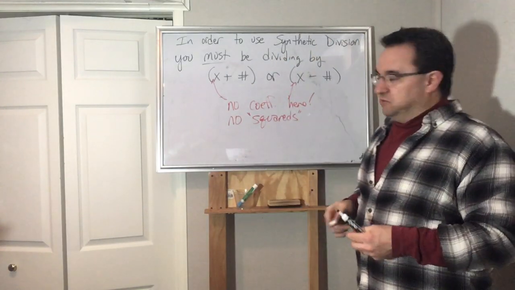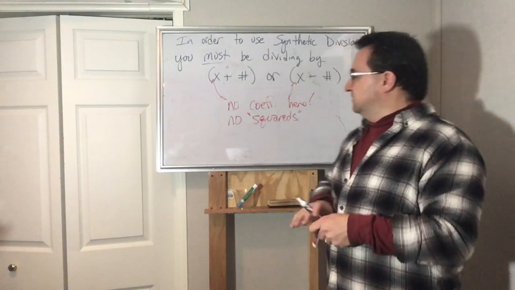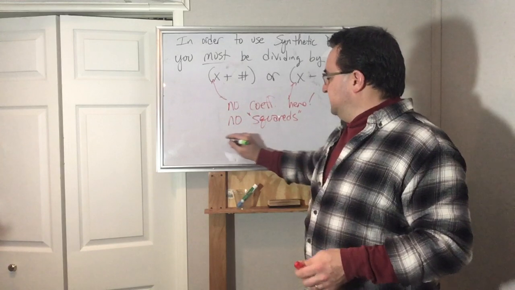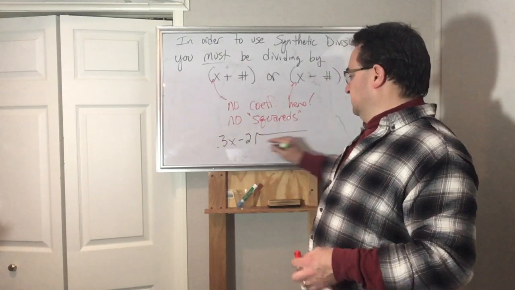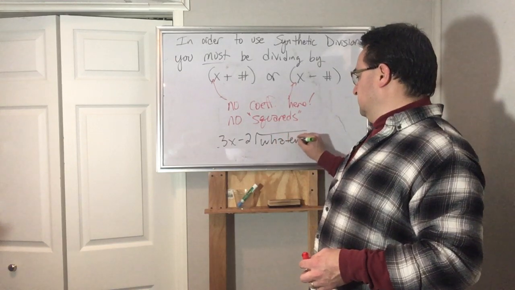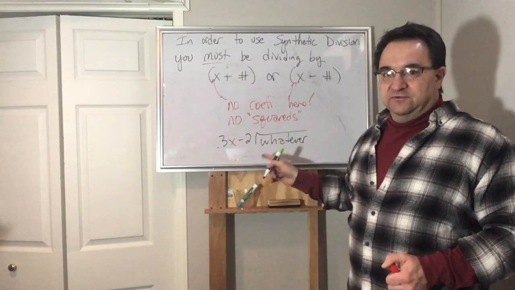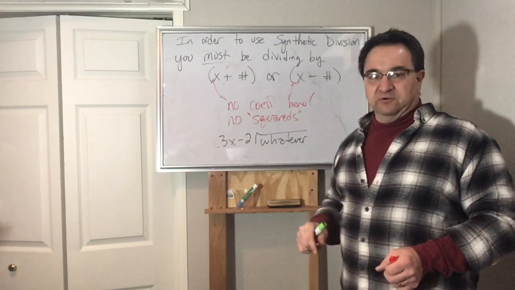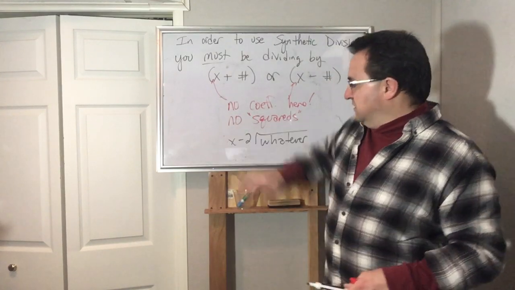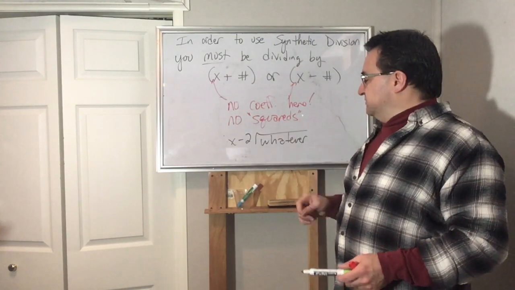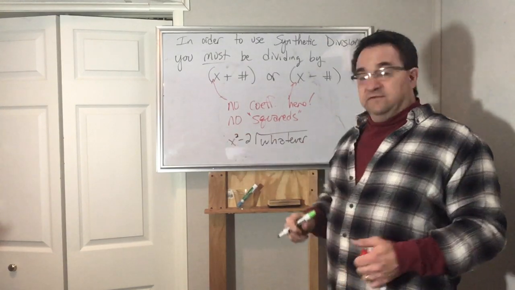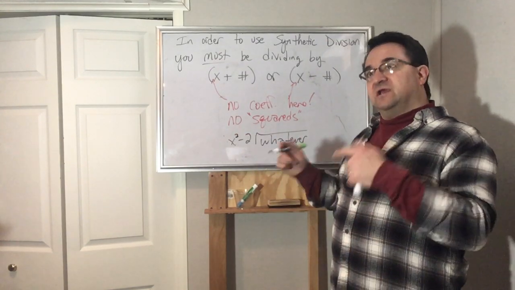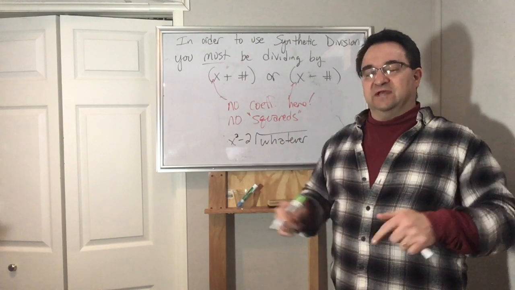Right, in the last problem we were dividing by x squared. So if I see 3x minus 2, you cannot use synthetic division if there's a number in front of that x. That would be okay. You could use synthetic division if you see this. You could not use it if you saw that. It's got to be just x plus a number or just x minus a number.